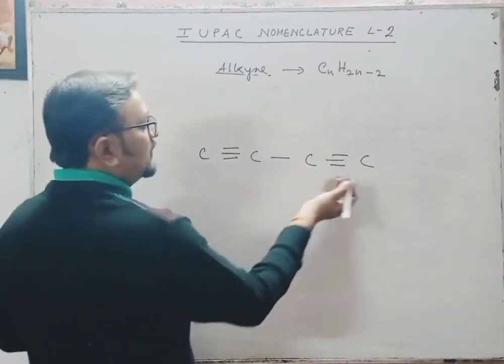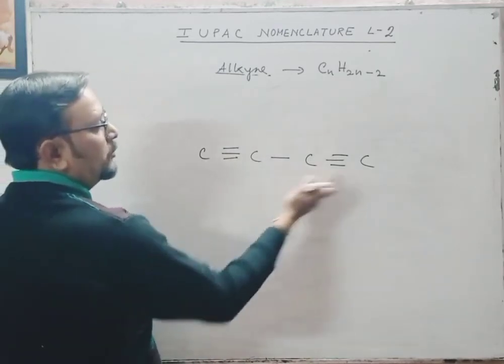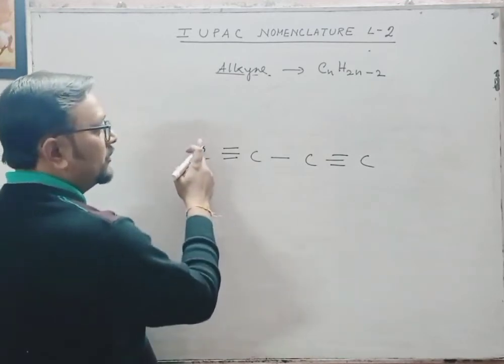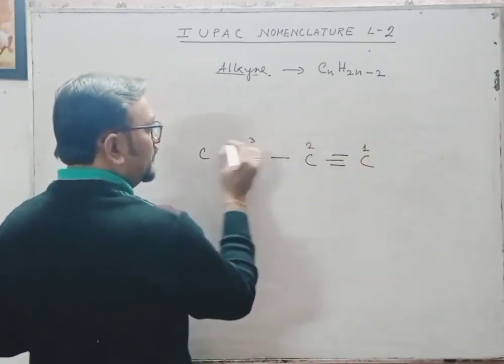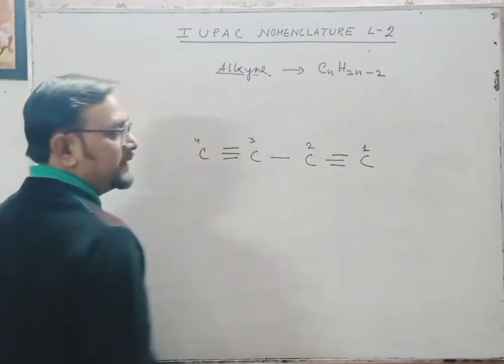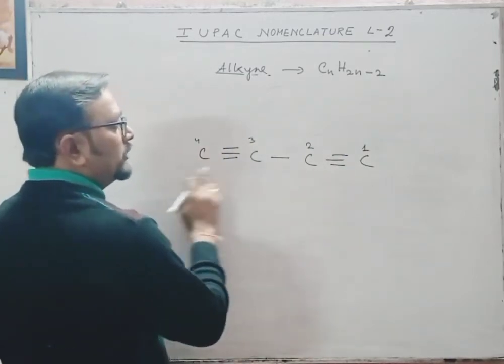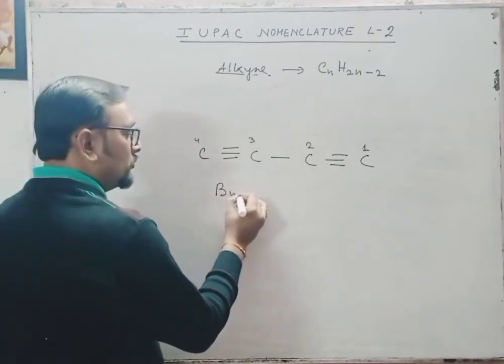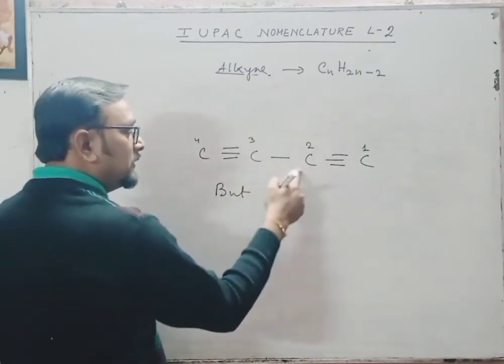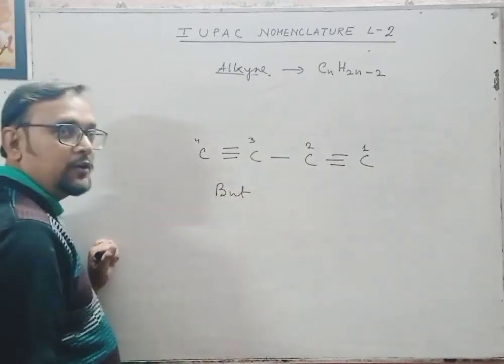So let us start numbering from any one of the sides, because the locants on both sides are the same. Here also 1, here also 1. So let me start from this side. 1, 2, 3, 4. The longest chain is simple here. Okay. So 1, 2, 3, 4. So what is the word root you are getting? Yes? But. It is but. So but is the word root.